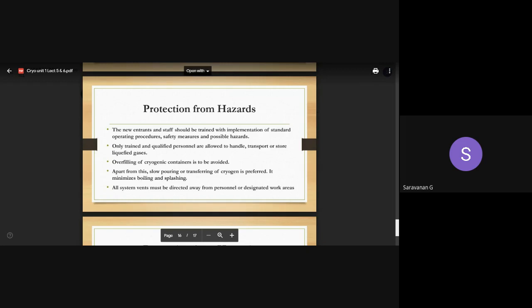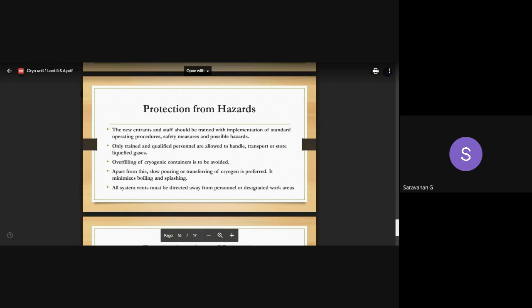Overfilling of cryogenic containers must be avoided. Don't overfill the fluids. Only the required amount should be put into the container. Overfilling is not acceptable. It will lead to a sudden pressure rise as well as an explosion. Apart from this, slow pouring and gravity transfer is preferred. We want to pour the fluid and transfer it in a slow manner. That is preferable, as it minimizes boiling and splashing on the skin, eyes, hands, legs, or any parts of the human body.